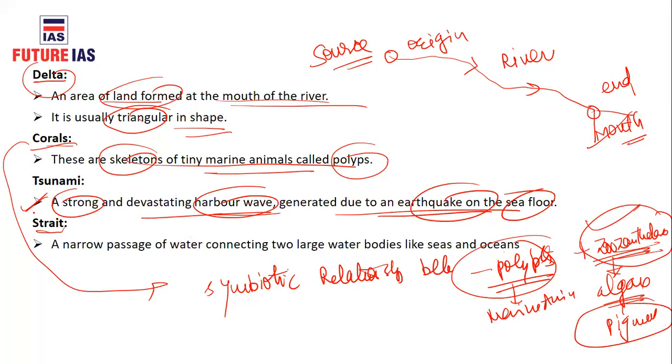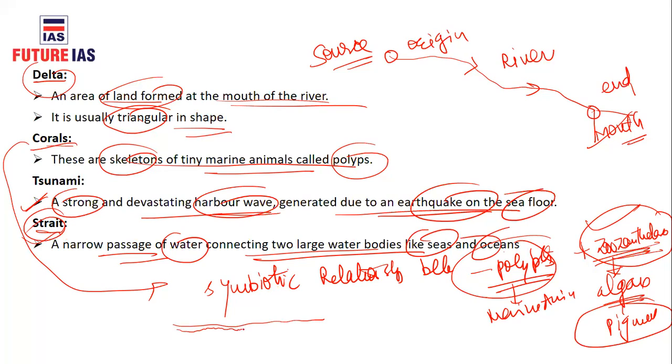Strait का मतलब मैंने आपको बता दिया. Strait means a narrow passage of water connecting two larger water bodies like seas and oceans. For example, if you have this narrow passage of water which connects two larger bodies, so this is body 1 and this is body 2, and this is nothing but your strait.